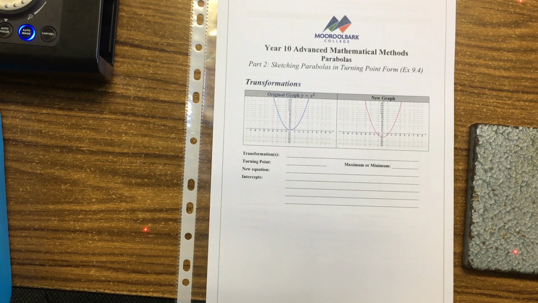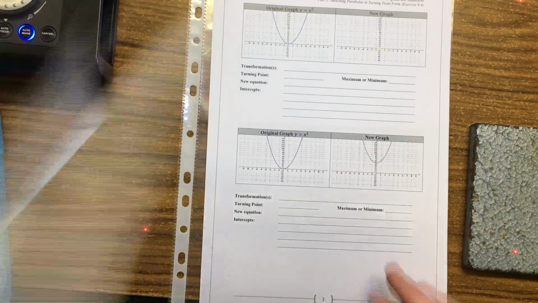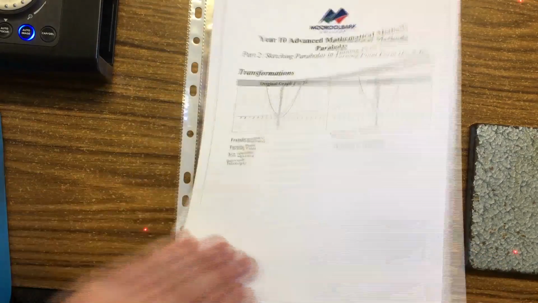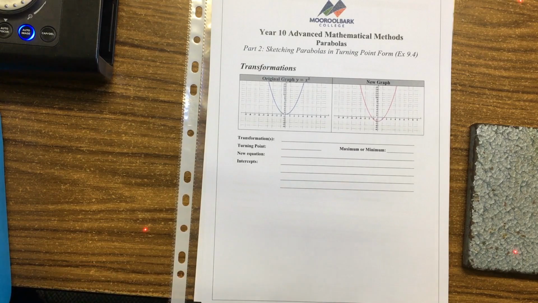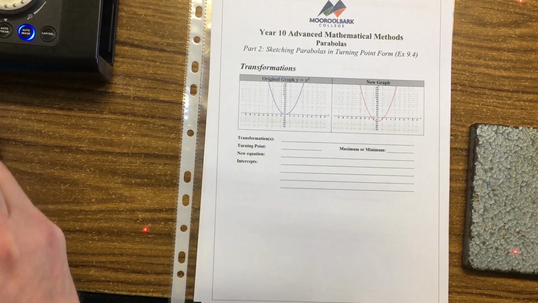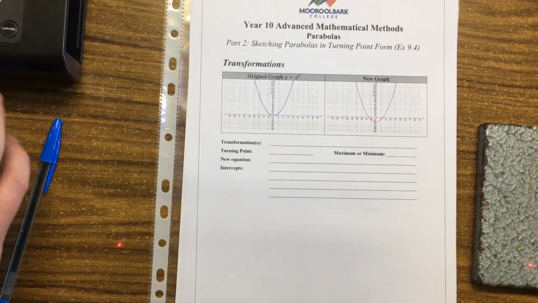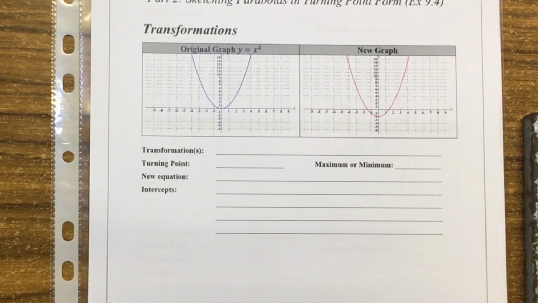So in each of these, I've got the original graph, which is y equals x squared. If you flick through all the pages, you'll notice that's copied in each one. And I've put a graph on the right. The idea is that we're going to work on these together and identify all the important points necessary. So, start with this friend.